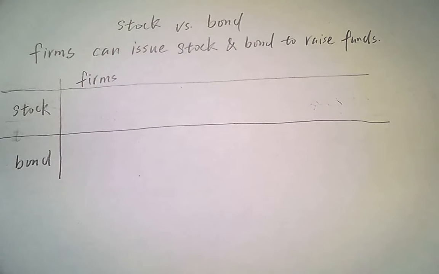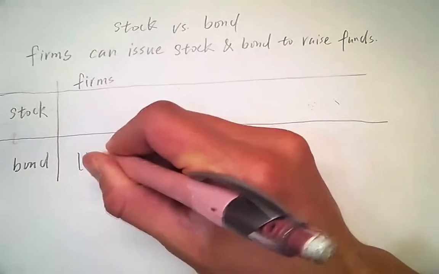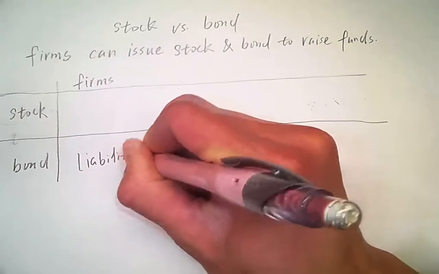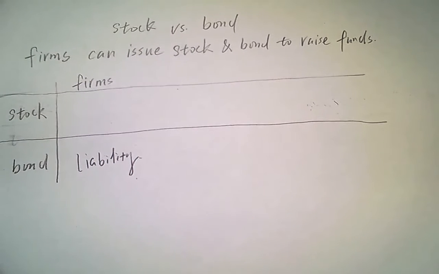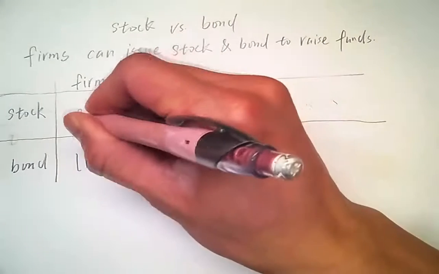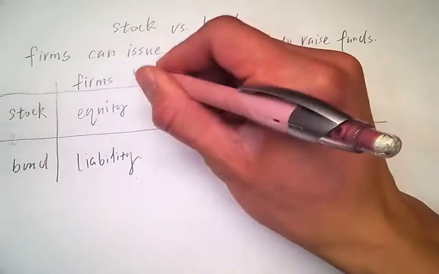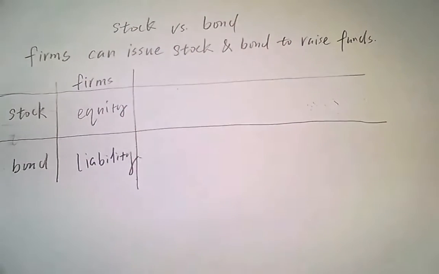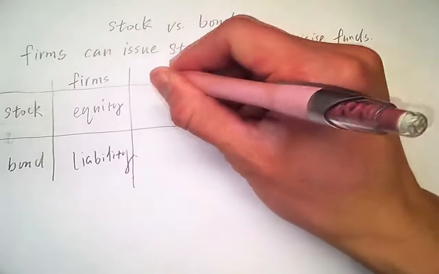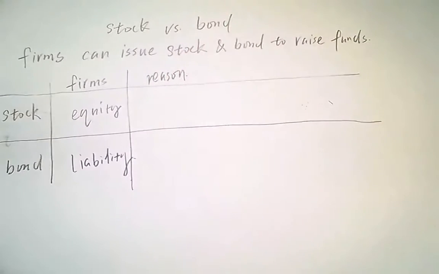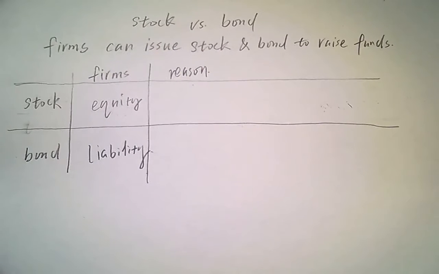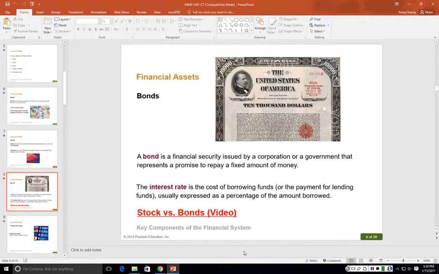The answer to this question is owning bond is liability of the company. But stock is not. Stock is equity of the company. So what's the reason we call a bond liability of the company? If we go back to the PowerPoint slide, read the bond definition carefully.